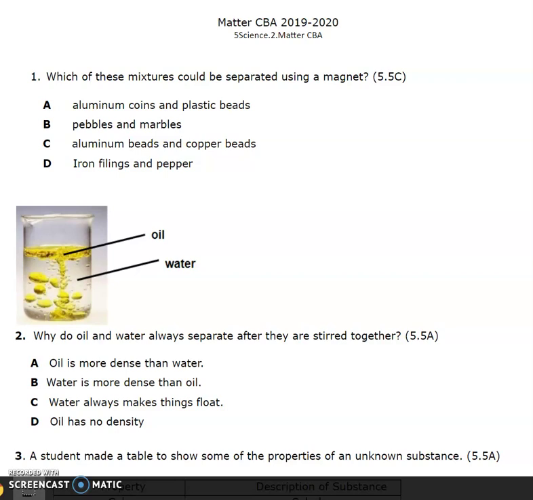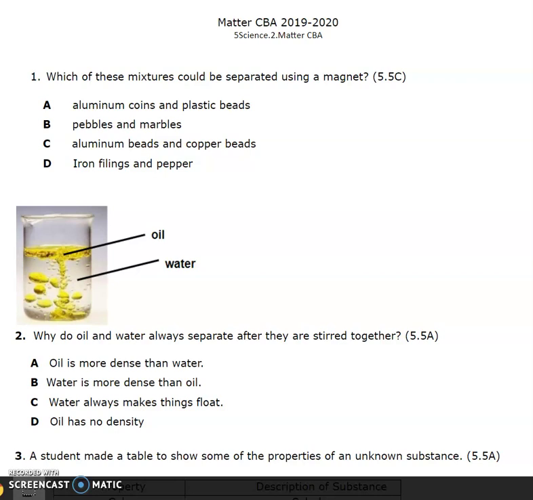Matter CBA. Number 1. Which of these mixtures could be separated using a magnet? A. Aluminum coins and plastic beads. B. Pebbles and marbles. C. Aluminum beads and copper beads. Or D. Iron filings and pepper.